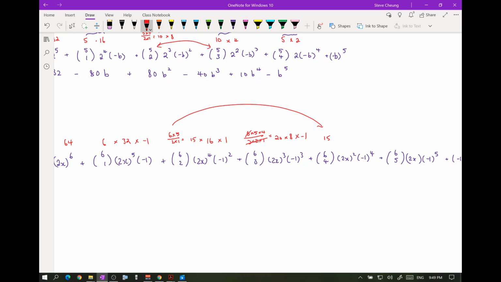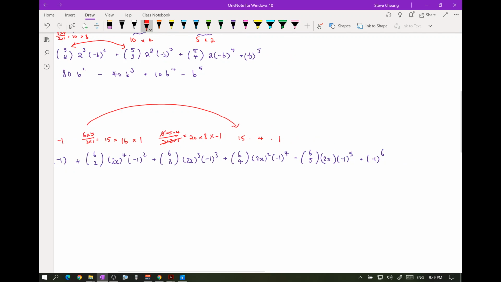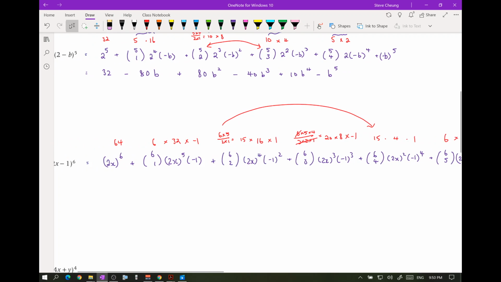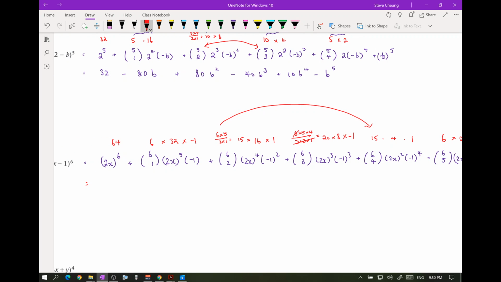So I took that and mapped it over here. 2 squared is 4. -1 to the power of 4 is still +1. 6 choose 5 is just 6. It's 2. -1 to the power of 5 is an odd number, so it's -1. And the last one is +1, or just 1. So we take these numbers and write those out in the front before the x terms.